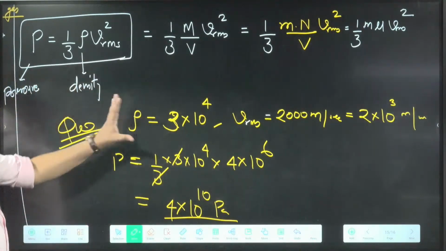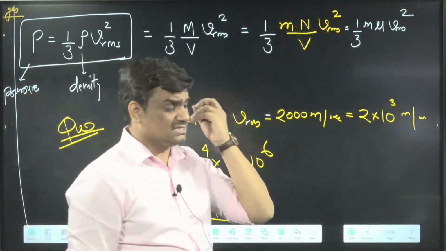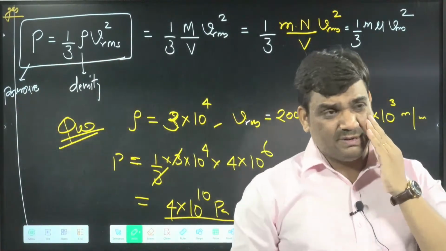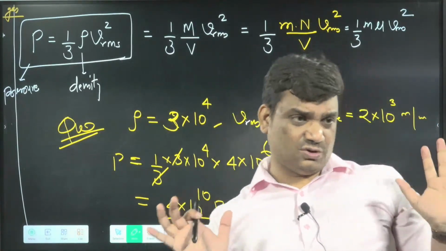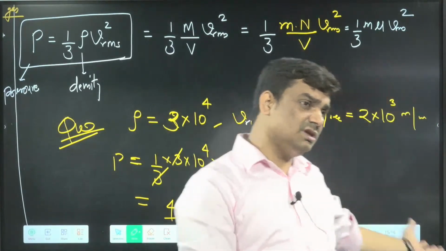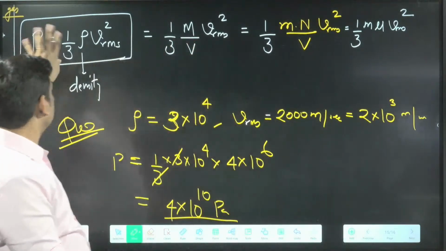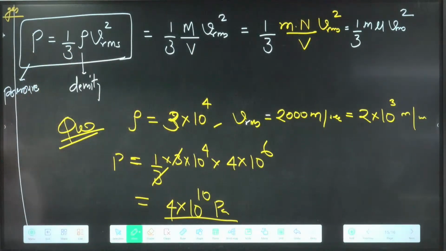So actually, the numerical is nothing here. The numerical will be very simple. Density will be given. Sometimes they will give you the mass and the volume, then also we can solve. It is just a formula based question. You have to remember the formula: P equal to 1 by 3 rho VRMS square.